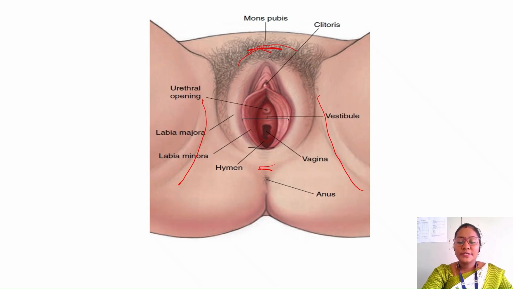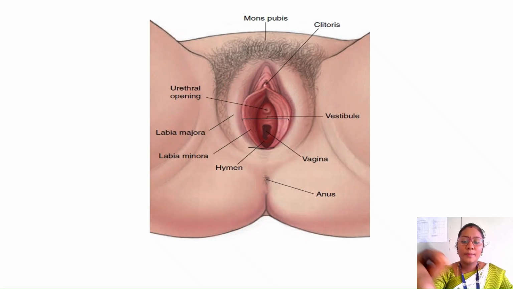So the parts of the external genital organ. So first one is the mons pubis. So you already know about that mons pubis. And this is the labia majora. And see the inside. So this is the labia minora. And this is the clitoris. So see the part of the hymen. And this is the vaginal region. So this is about the external genital organs. So we will see one by one.